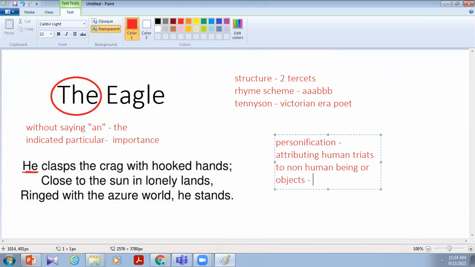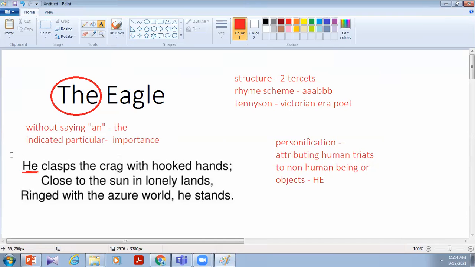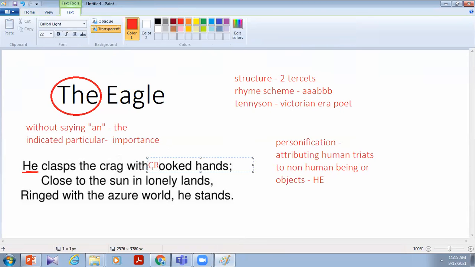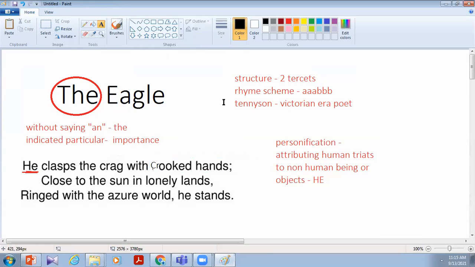So it says "he". He is an indication of a human trait, right? "He clasped the crag with crooked hands." Now, crooked hands. There is a spelling error in the picture which I have taken to edit, so it should be "crooked", with CR here. He clasped the crag with crooked hands. Crooked means bent.